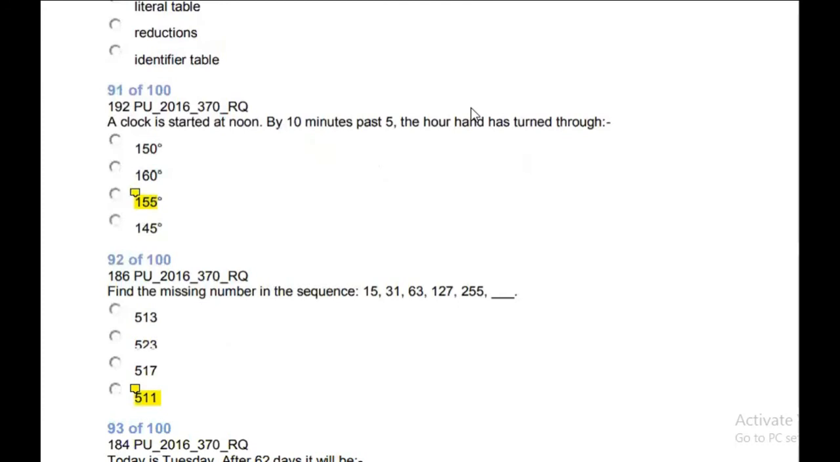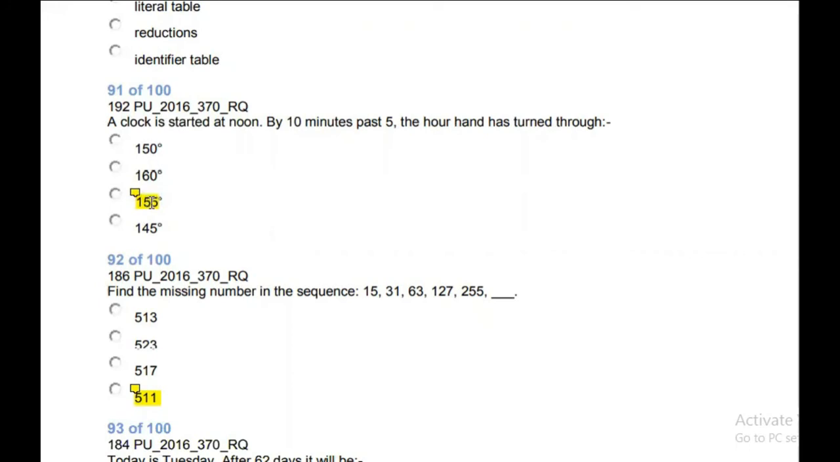Next question, question number 91. A clock is started at noon. By 10 minutes past 5, what angle has the hour hand turned through? So a clock is started at noon, which is 12, and by 10 minutes past 5, the time would be 5 hours 10 minutes.